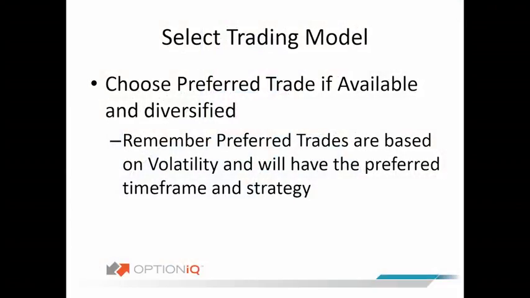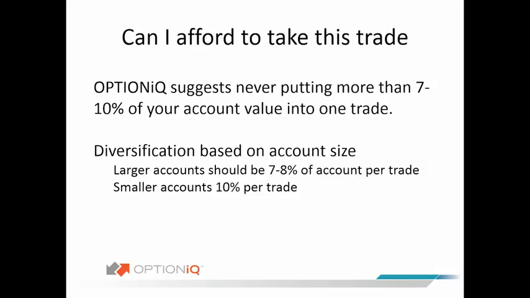So when I go in and I'm ready to set a live trade in my account, I'm going to choose the preferred trade if it's available, and if it's diversified, and we'll talk about what diversified means a little bit later, but I don't want to set the same exact trade or strike price twice. So I want to choose the preferred trade if it's available and if it's different than what I've already got into. And also remember that those preferred trades are going to be a little bit wider spreads based on that volatility. So they'll have that preferred time frame and strategy already built into it.